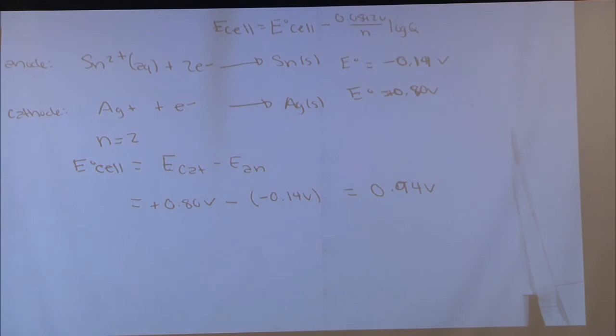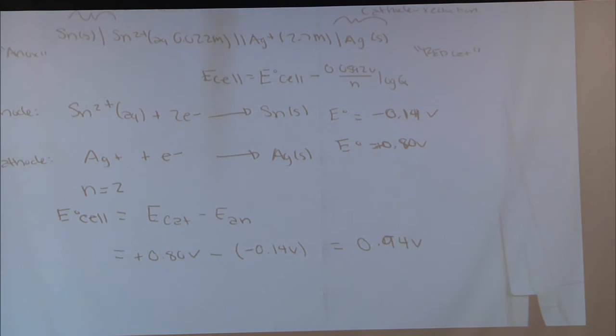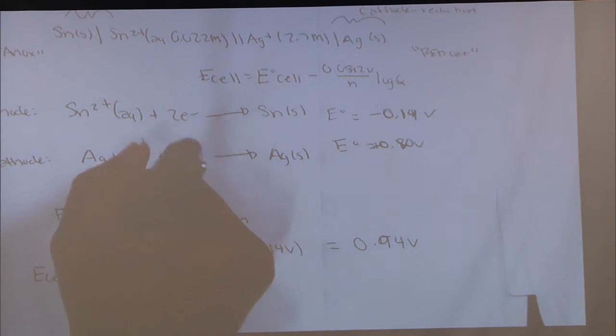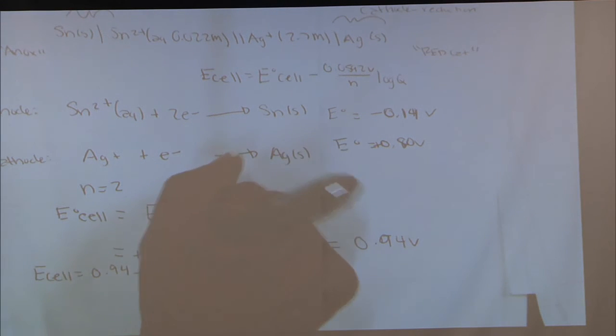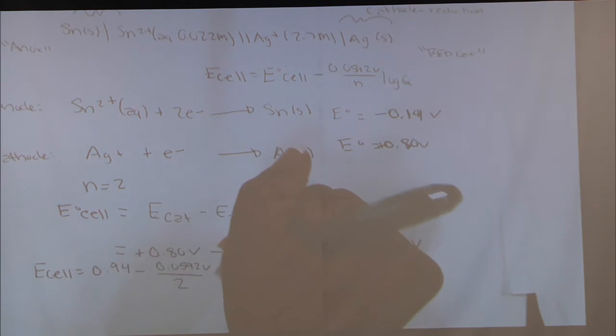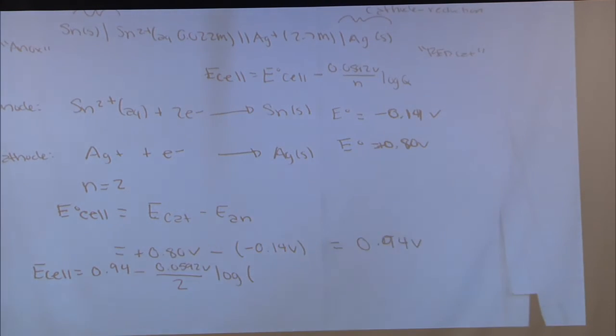So now we have N equals 2. We have the E standardized cell is 0.94. And so now we can put this in the equation. So we have E cell equals 0.94 minus 0.0592 volts over 2 times log of Q. And so we need to know which one's going to be the products and which one's the reactants.